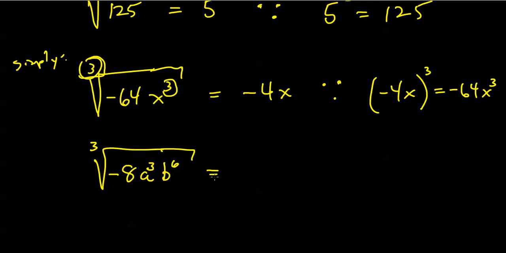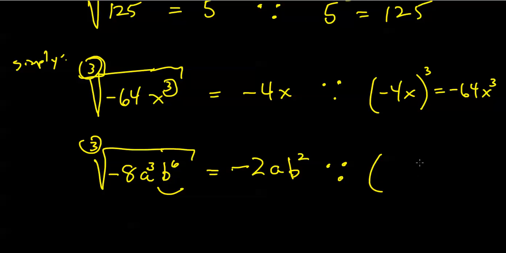Well, I know what the third root of minus 8 is. That's going to be negative 2. I know what the third root of a cubed is. That's just a, is it not? Now, what's the third root of b to the 6th power? Well, I claim that's b squared. Alright, so the cube root of minus 8 a cubed b to the 6th, I claim, is minus 2ab squared.